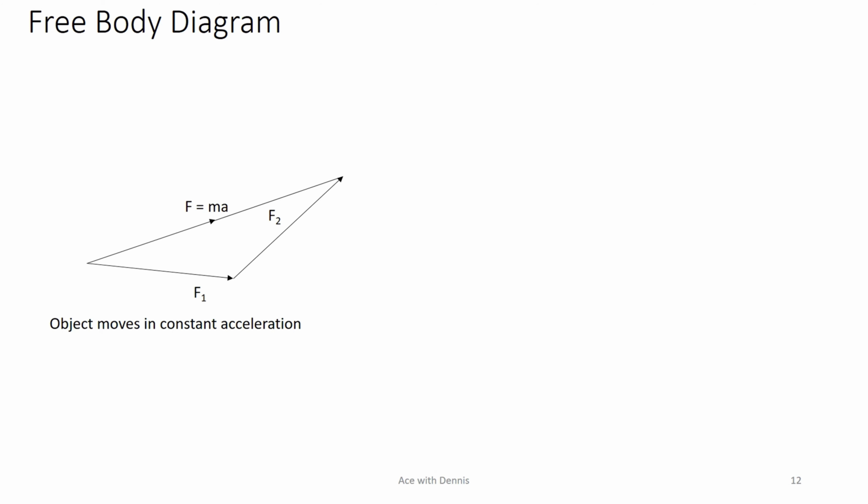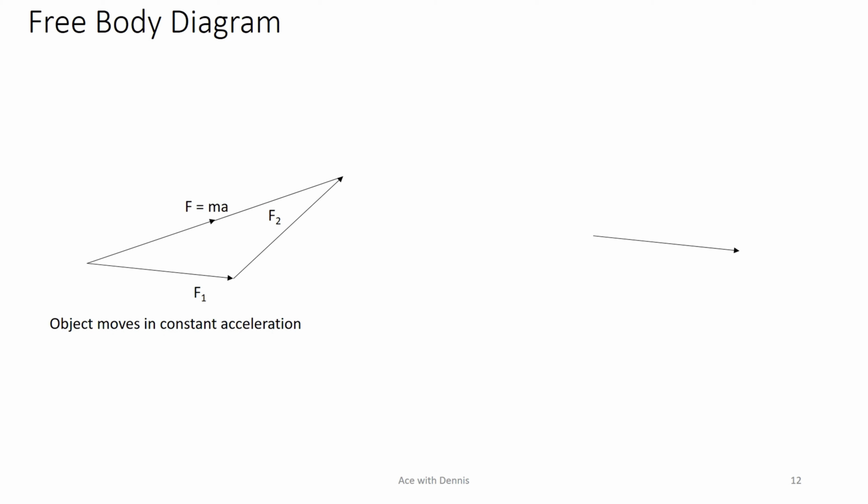Let's talk about vector diagram in forces. Let's say I have a force F1 in this direction. I have a force F2 in this direction. I want to find the resultant force of F1 and F2 using tip-to-tail method. So I will move F2 to this position. Hence, my resultant force will be here, where F equals ma. This diagram also will tell us that the object moves in constant acceleration.